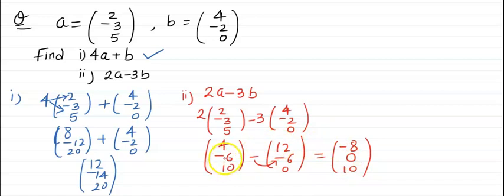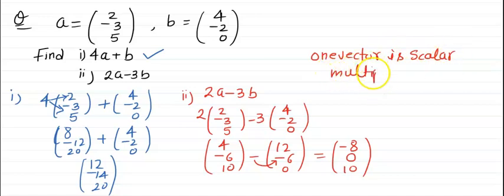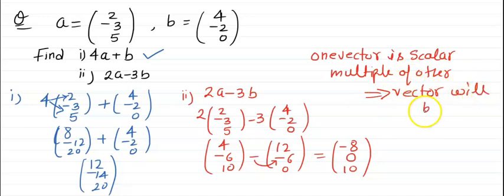If you see these two vectors, is there any relationship between them or not? You can say, if one vector is a scalar multiple of the other vector, then the vectors will be parallel. If they are not, then they won't be parallel. We'll see a couple of questions like that. Let's go for another question.